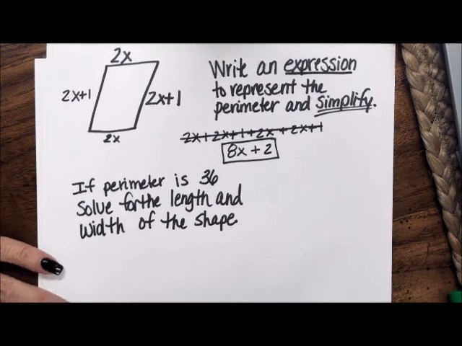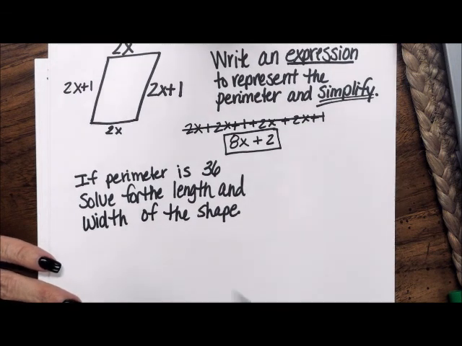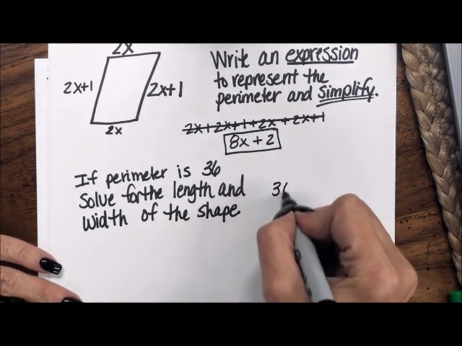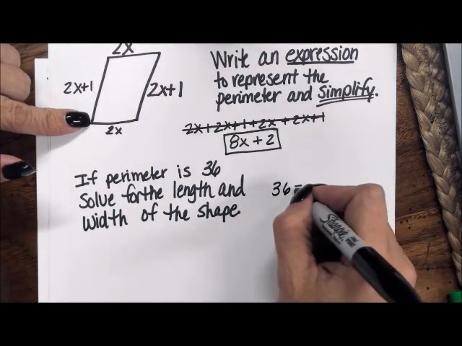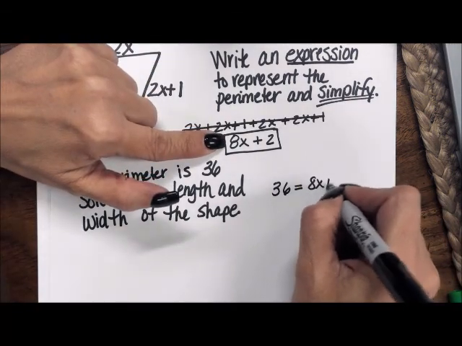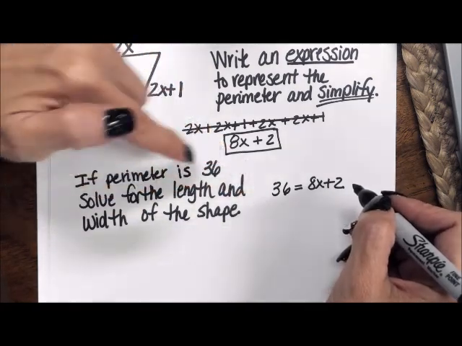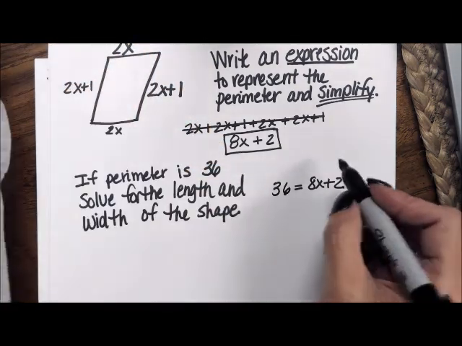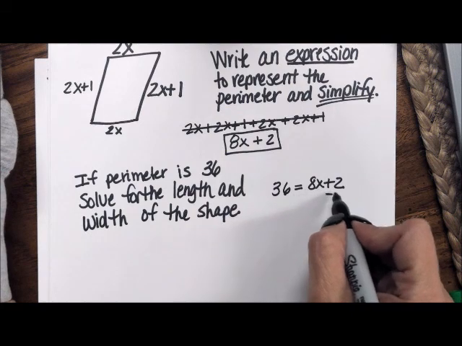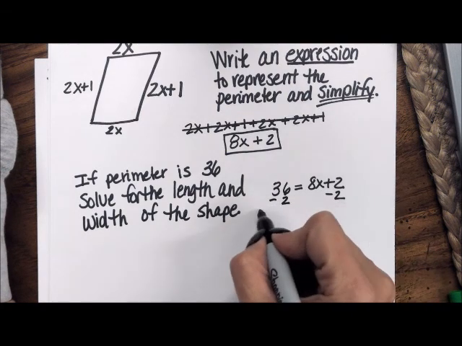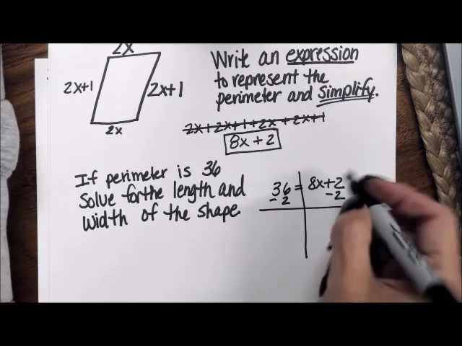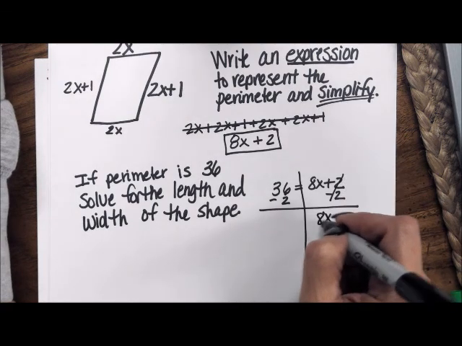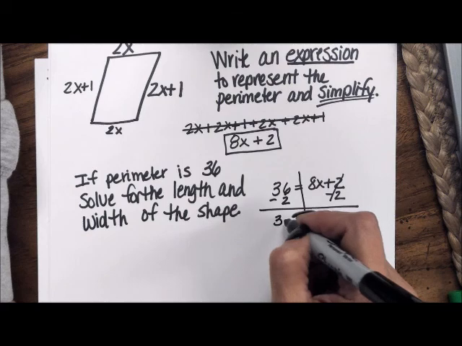Now, the next part of this question is going to be, what if I give you a perimeter? What if I tell you the perimeter is 36? Can you tell me the length of each side? Yes, because I know the perimeter is 8x plus 2, and I know that now I know the perimeter is 36. So, I'm going to subtract 2 from both sides. I'll draw this down so you can kind of see what I'm doing. That would cancel, and I'd have 8x equals 34.